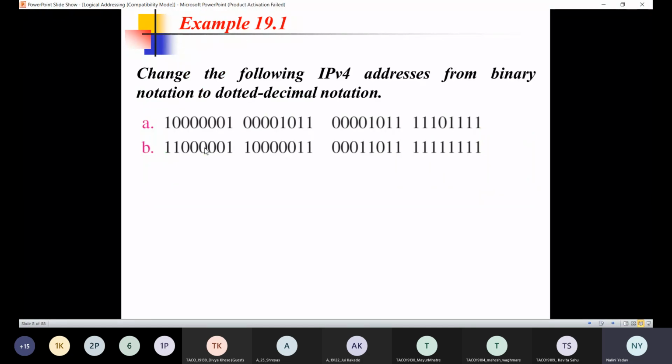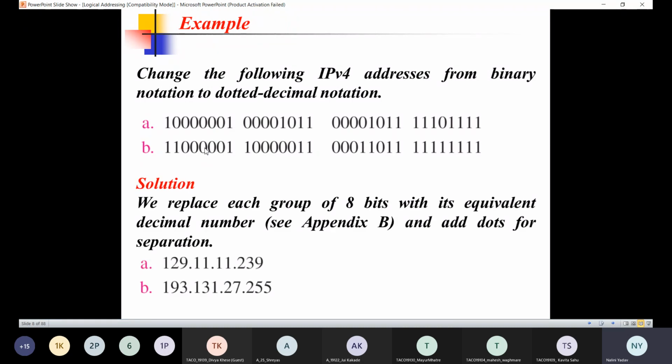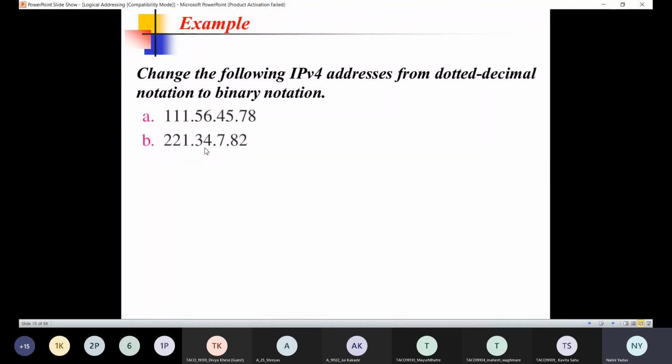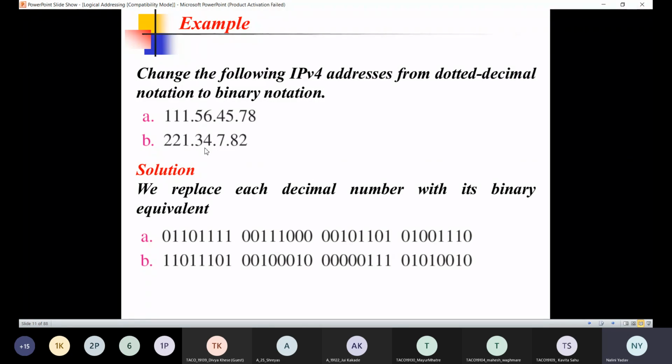Now there are a few examples. Here we have the binary notation, and we need to convert it into decimal notation, correct? What we do is each 8 bits are replaced with the equivalent decimal number, and we add dots in between them for separation. How do we do this? As we all know, it is done with 2 raised to 0, 2 raised to 1, 2 raised to 2, 2 raised to 3, 2 raised to 4, 2 raised to 5, like this we represent all 8 positions. Whichever location's bit is 1, it is multiplied with that particular power of 2, and then all the numbers are added and converted into decimal format, right? Similarly, we can convert decimal into binary format as well, correct?